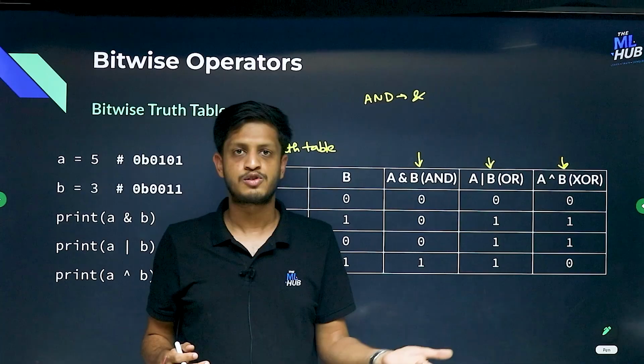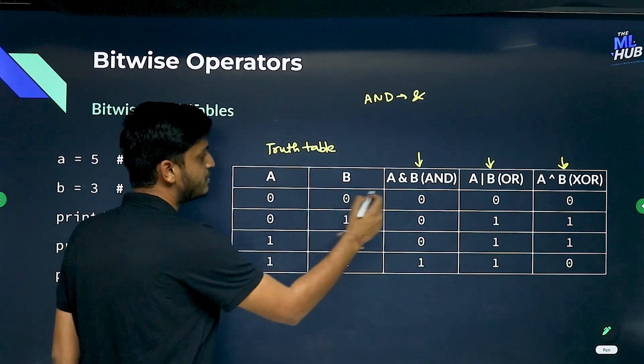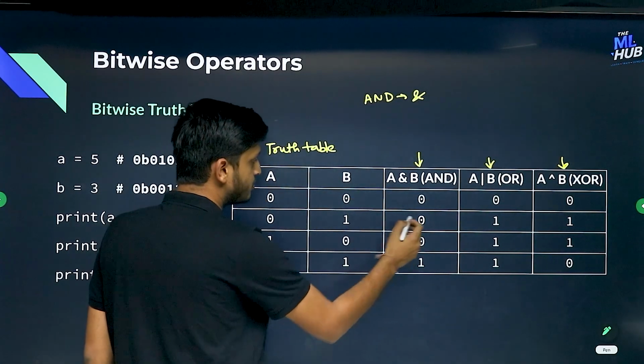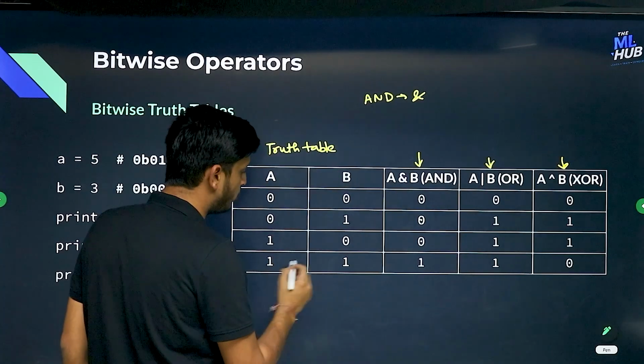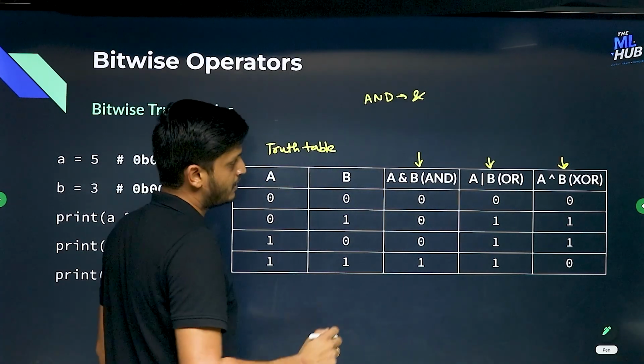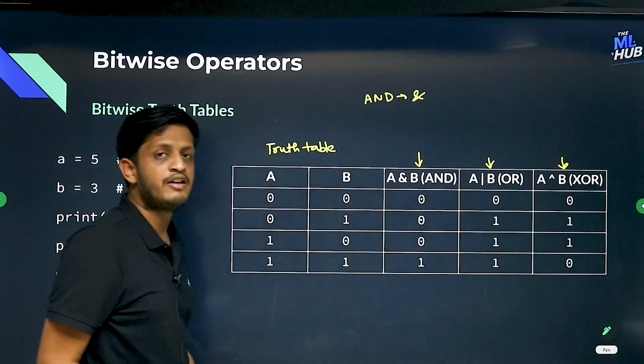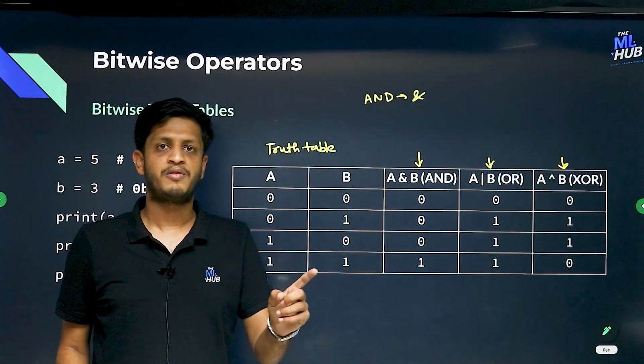And 1 and 0 will also be 0. So same thing happens. 0 and 0 is 0. 0 and 1 is 0. 1 and 0 is 0. Only if both are 1, AND will be 1. Similarly for OR, if any one of the bits is 1, it will be 1.